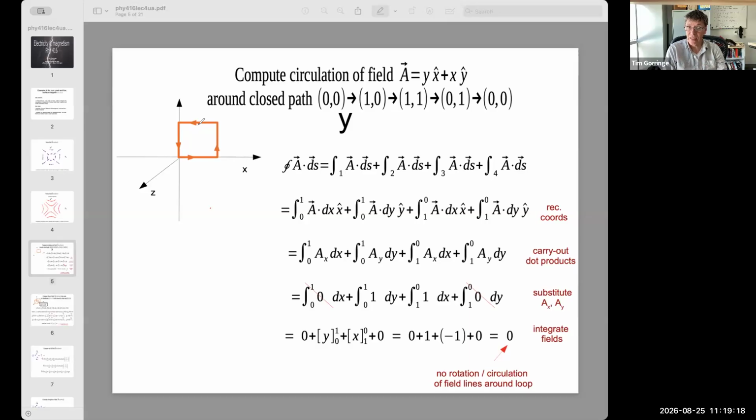Remember, the field is in the xy plane. There's no field in the z direction. There's no field coming out of the screen or going into the screen. The field's all located in the xy plane, and we're going to figure out the circulation of the field as we walk around that loop that's also in the xy plane. I'm going to call this side number 1, this side number 2, this side number 3, and this side number 4 in my calculation.